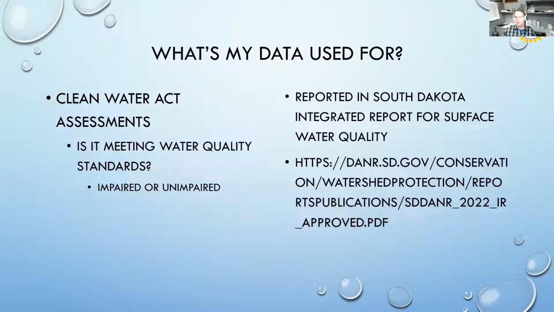What we use the data for that you collect, same as the data that we collect, is to assess waters under the Clean Water Act to see if they're meeting their water quality standards. If they are meeting their water quality standards, we say they're unimpaired. If they're not meeting their water quality standards, we say that they're impaired. Every 2 years, we report these assessments in a document called the Integrated Report for Surface Water Quality in South Dakota. And that document lays out all the assessments and tells you whether or not the water body that you're interested in is impaired or not.